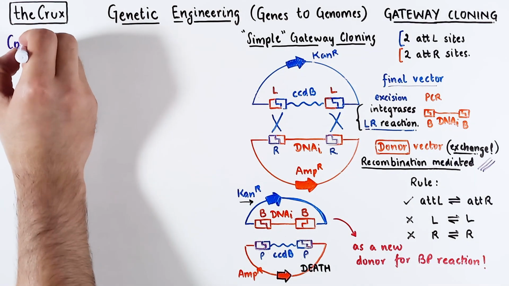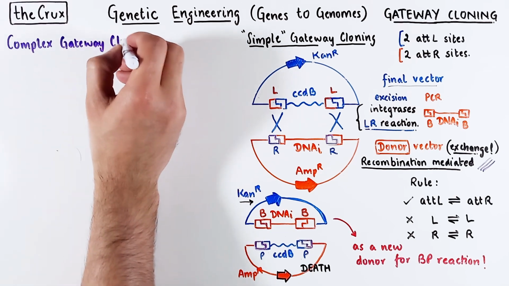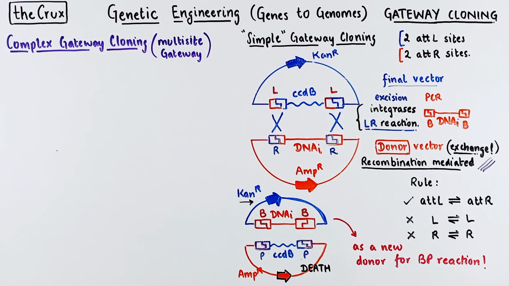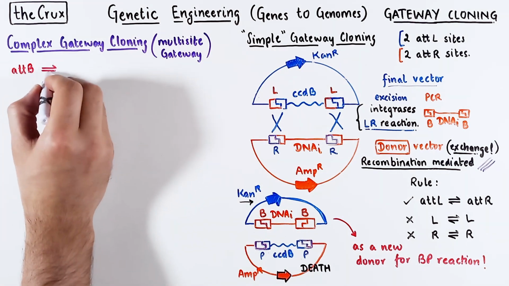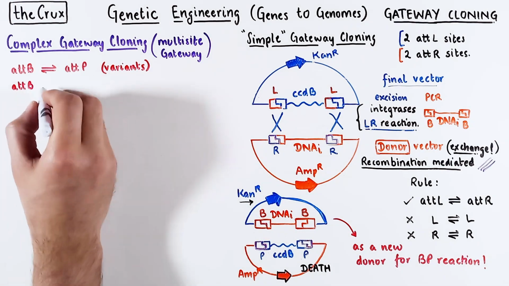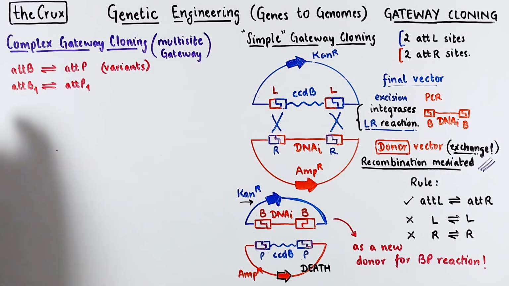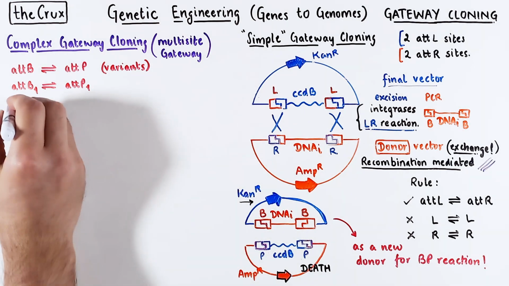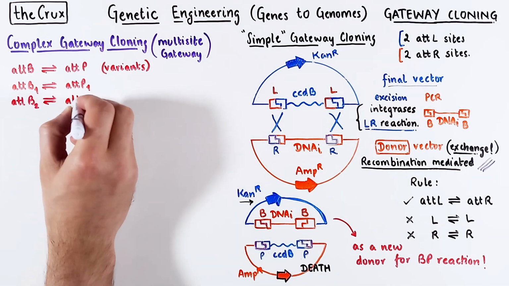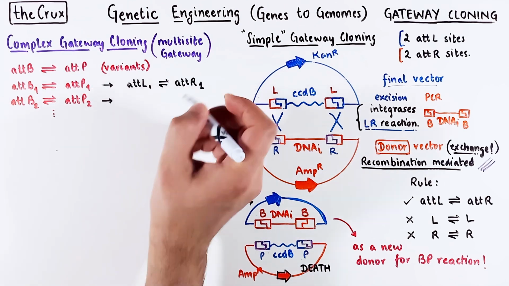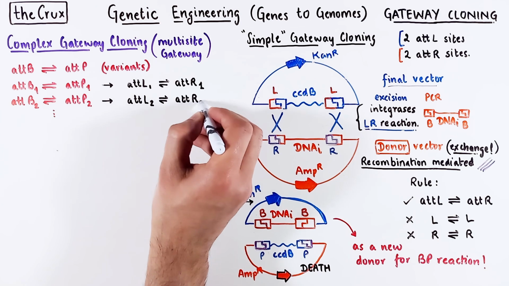Now that you understand the simple gateway cloning, let me give you a snapshot of some complex ways to do gateway cloning. This is called a multi-site gateway. Simple gateway has attB and attP compatibility. However, there are variants of attB and attP. For instance, you have attB1 and attP1, which are compatible with each other, but attB and attP1 are not compatible, and likewise attB1 and attP are not compatible. Just like attB1 and attP1, you also have other variants on attB and attP. Suffice to say that their products are likewise also variants, and one variant pair is not compatible with another variant pair.